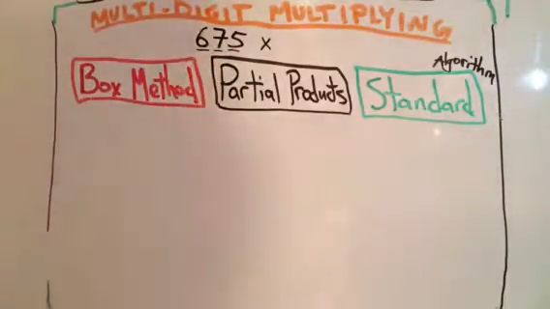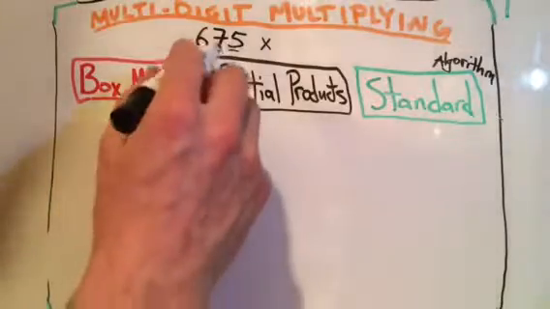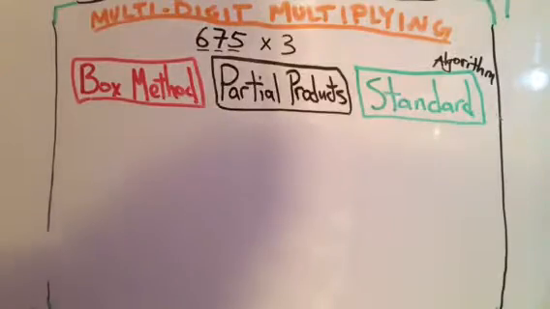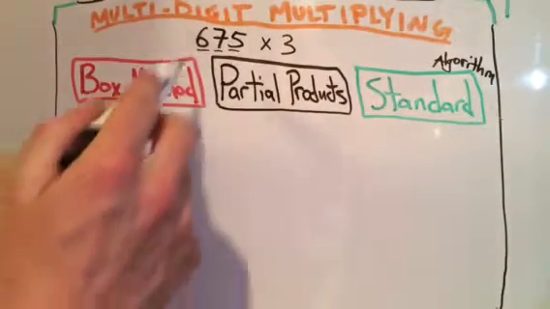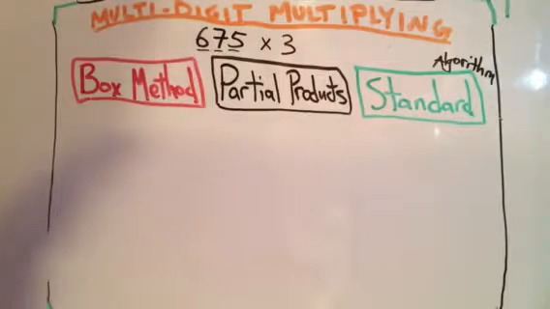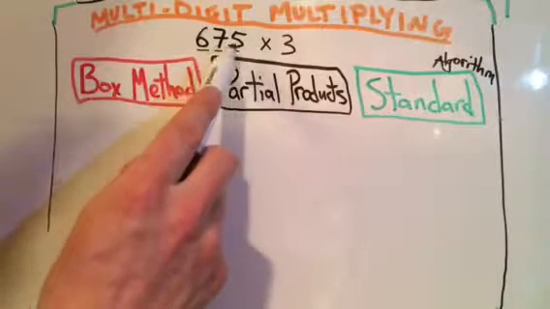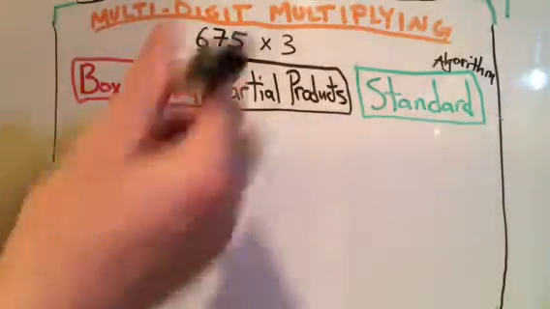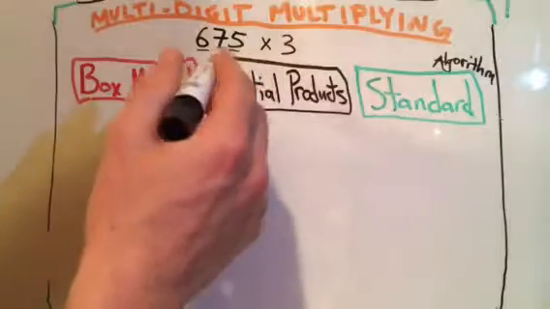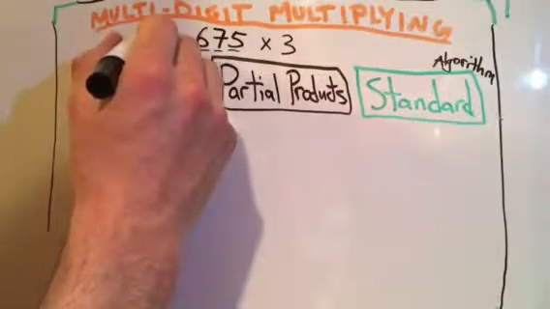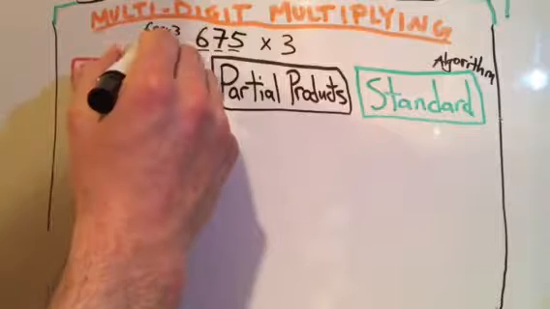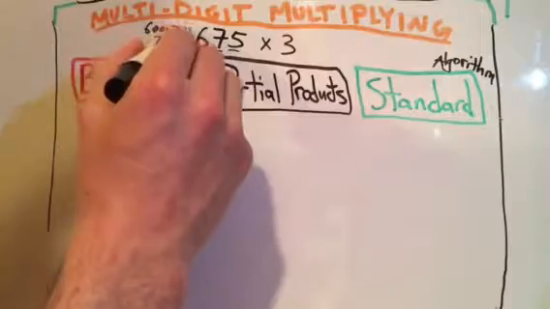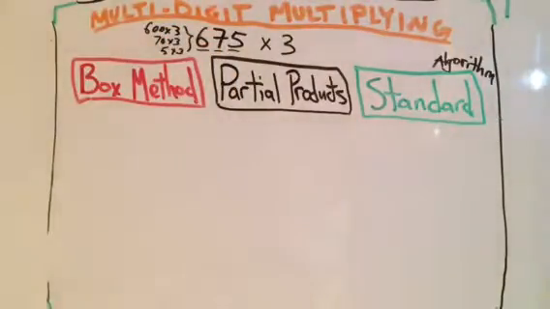It helps to know a little bit about place value, and this is also a good time to review place value. Let's say we multiply 675 times 3. I'm going to show you three different ways to take apart 675 and multiply each part, the 600, the 70, and the 5, by 3, and then put them back together. 600 times 3, 70 times 3, and 5 times 3. Let's look at the box method as one way of doing that.